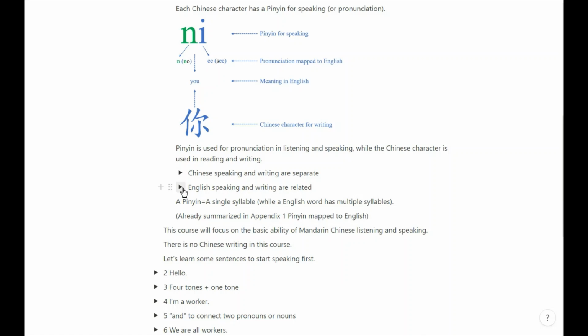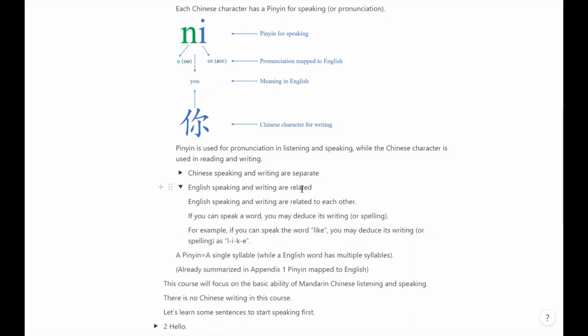Let's compare it with English speaking and writing. In English, speaking and writing are related to each other. If you can speak a word, you can deduce its writing or spelling. For example, if you can speak the word "like," you can deduce its writing or spelling as L-I-K-E.